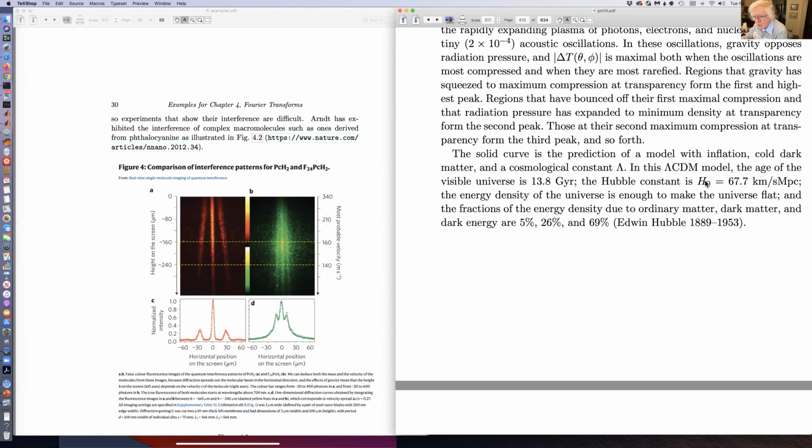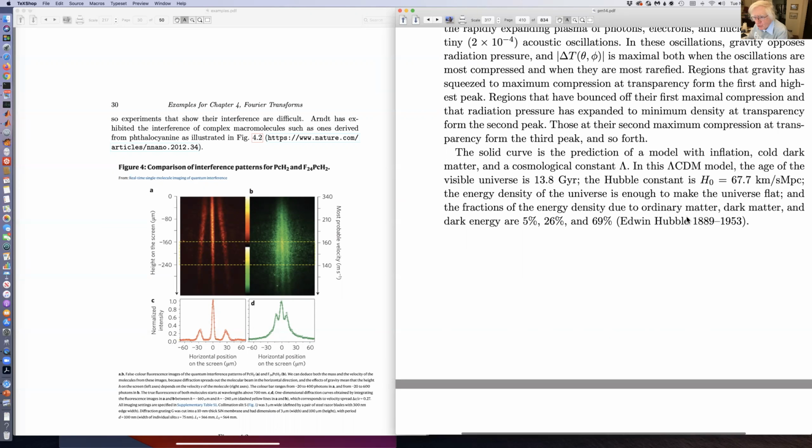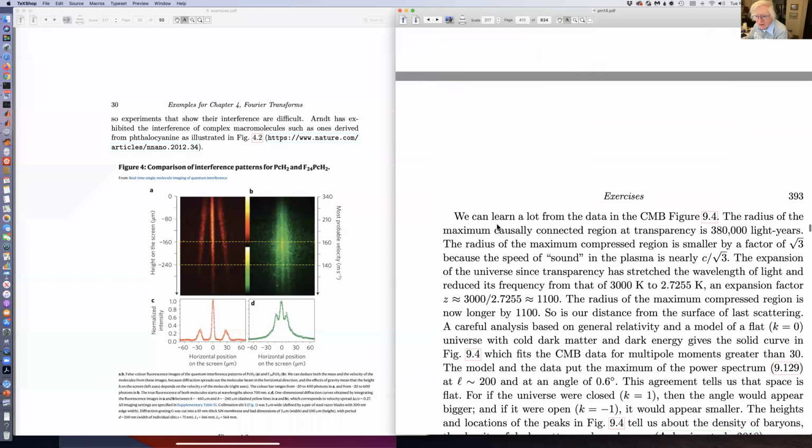There's some question as to what exactly is the right value of this, but it's within 9% of this. And I should say that this is the percentage of ordinary matter, invisible matter, and dark energy.